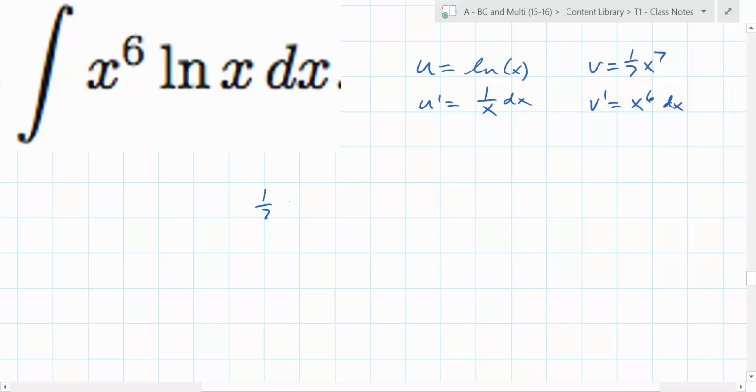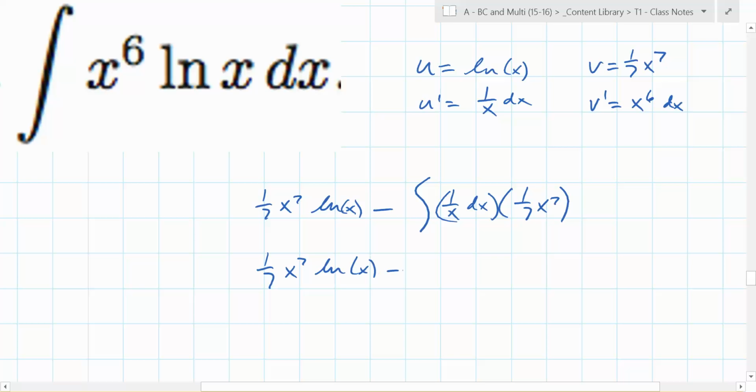So, uv, what do we got here? We got 1/7 x to the 7th times ln x minus the integral of what? Say it again. 1 over x dx. Yep, times 1 over 7x. Nice, like this, exactly. And this one's indefinite, right? Okay. So what do we have here? 1/7 x to the 7th ln of x minus 1/7 the integral of x to the 6th dx, like this?